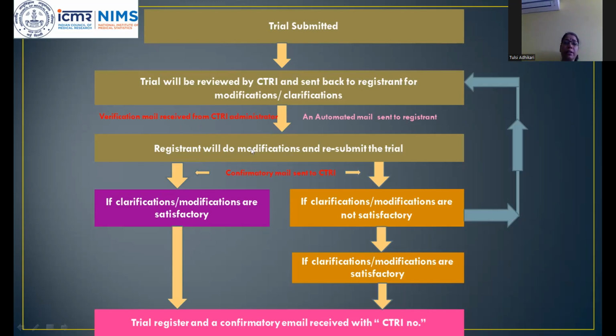The registrant will do the modification and resubmit the trial, and then a confirmation mail will be sent to CTRI. If the clarification and modification are satisfactory, then the trial will be registered. If not, it will again go to CTRI and the trial will be reviewed once again, and this process will continue until all the clarifications and modifications suggested by CTRI are satisfactorily taken up by the trialist.